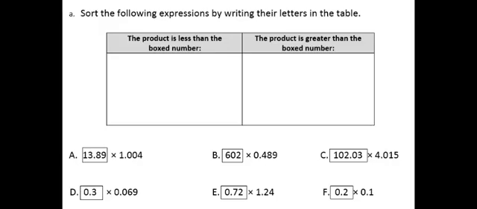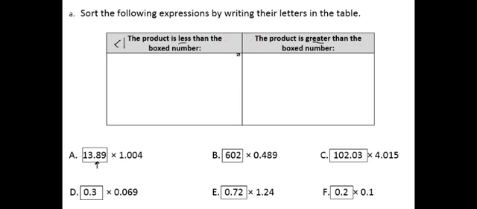In the next section, I need to sort the expressions according to the column headings on the table. The first one says the product is less than the boxed number. The second one says the product is greater than the boxed number. The product is the answer to the multiplication problem. In order to get an answer that's less than the number I started with, I need to multiply it by a number that is less than 1.